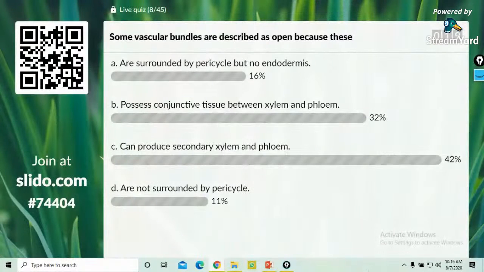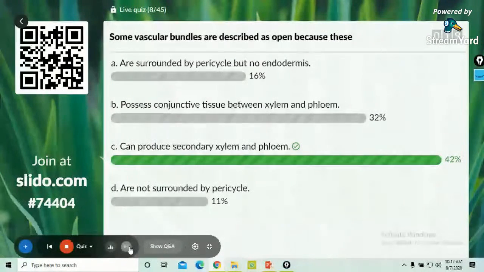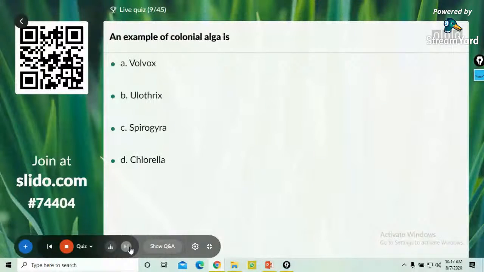Yes, we have 42% of the students with the correct answer for the question. Ninth question on the screen. Easy question from the chapter Plant Kingdom.